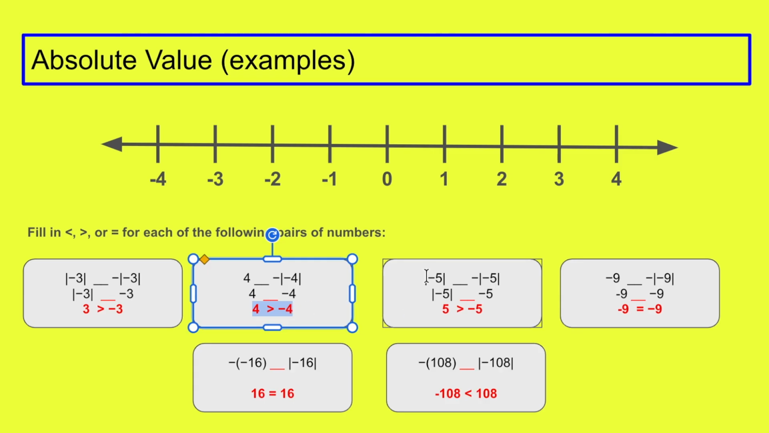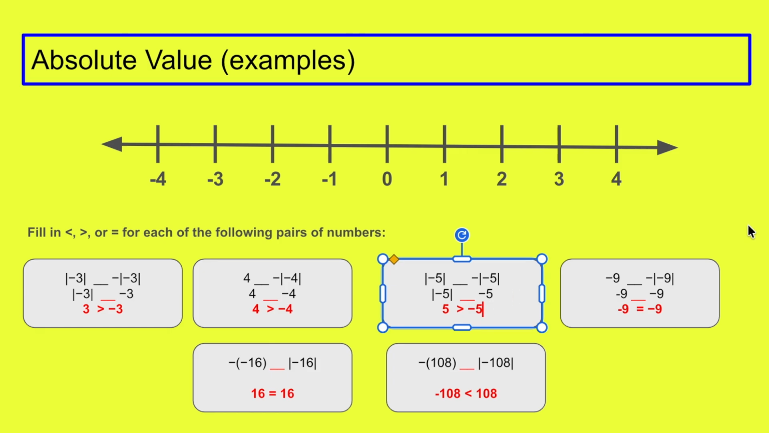Now let us see one more example. Absolute value of negative 5 and negative of absolute value of negative 5. Absolute value of negative 5 becomes 5. We have seen so many times now. Absolute value of negative 3 becomes 3 and absolute value of negative 5 becomes 5. Absolute value of negative 5 is 5, whereas there is a negative here, so it becomes negative 5. Is 5 greater than negative 5? Yes. So all of these are positive numbers, on the right side it is negative numbers. So those are all greater than.